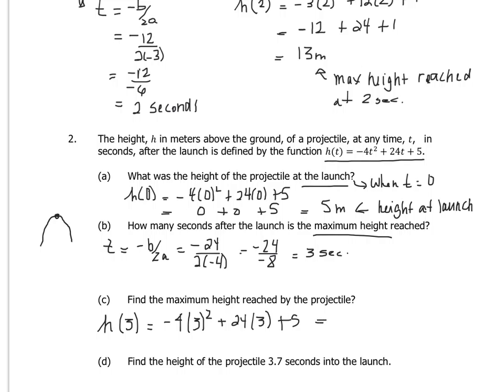So negative 4 times 3 squared is negative 4 times 9, which is negative 36, plus 24 times 3 is 72, plus 5. And that would give you 36 plus 5, or 41 meters. That would be the maximum height reached at 3 seconds.